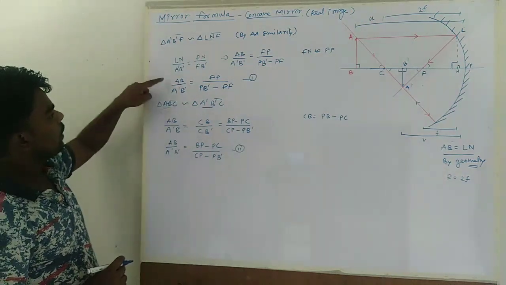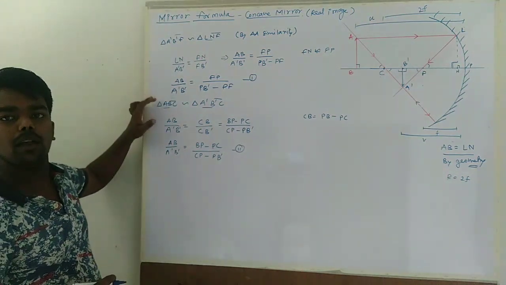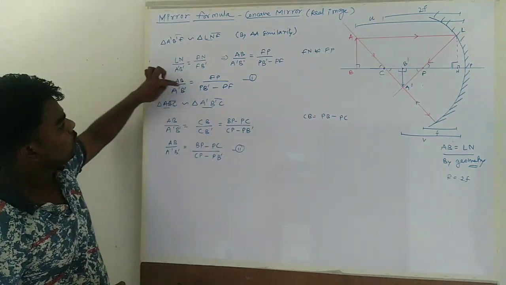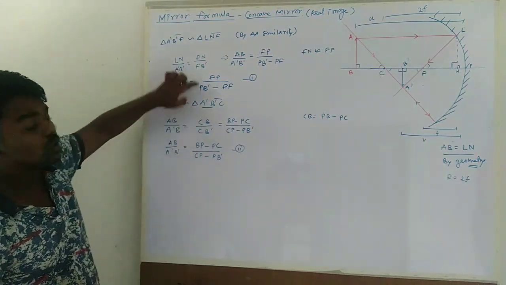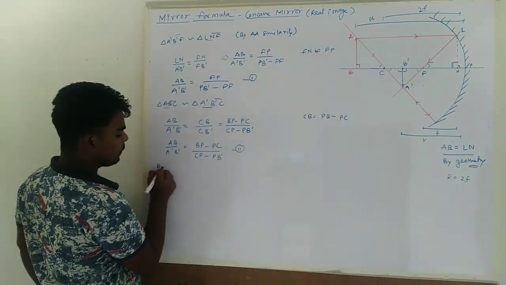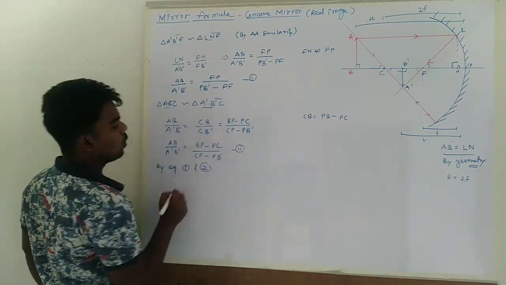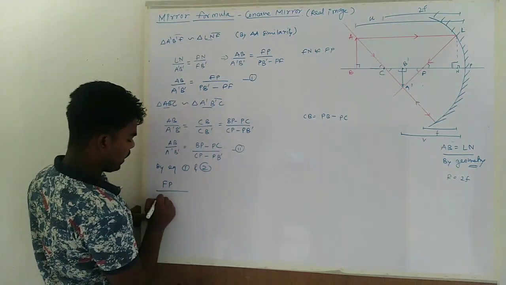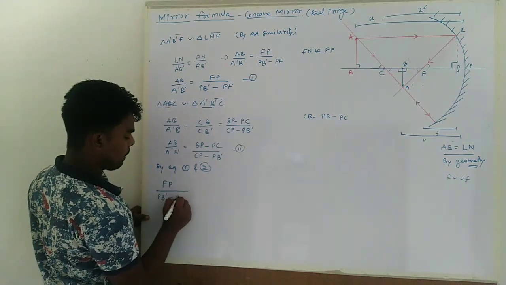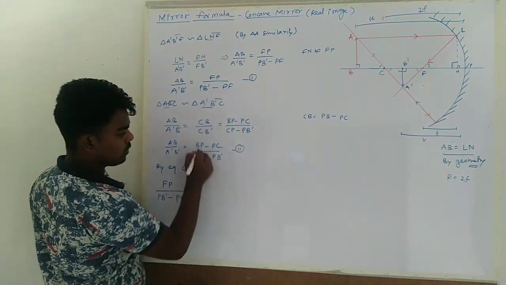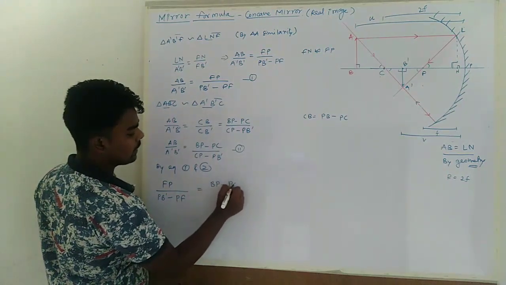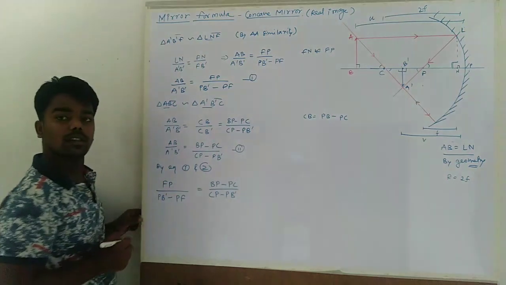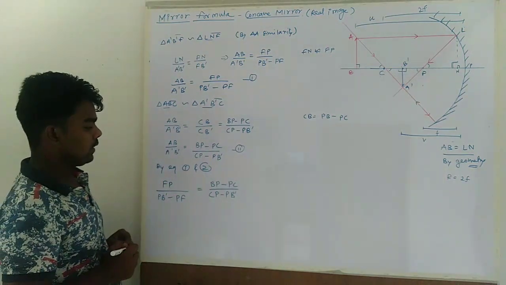Now see, both equations are equal to what? A dash B dash, meaning AB upon A dash B dash. So this term is common in both. When this is equal to this and that is equal to the same, then we can equate both to each other. So by equations 1 and 2, what can we write? FP upon PB dash minus PF is equal to BP minus PC upon CP minus PB dash.